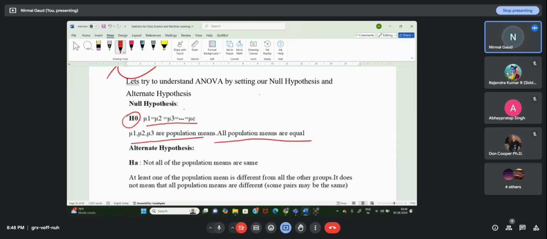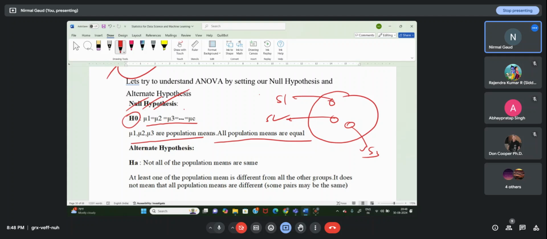Now, this is talking about the population, don't get confused. You can understand it as a sample. So you are having the entire population. You collected sample S1, you collected sample S2, you collected sample S3. According to ANOVA, according to the null hypothesis, it says that the mean of S1, mean of S2, mean of S3 are equal. The mean of each and every sample is equal.